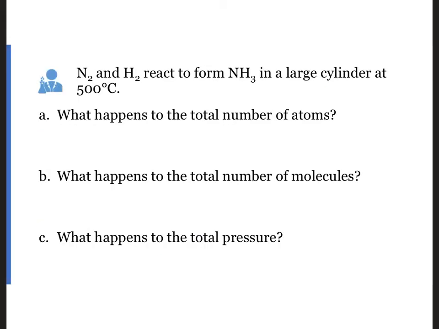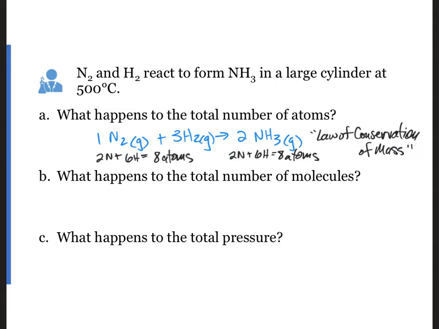Suppose we're given nitrogen and hydrogen in a cylinder at a certain temperature. When they're allowed to react, what do we know about the system? Let's start by writing the balanced chemical equation. 1 mole of nitrogen gas plus 3 moles of hydrogen gas yields 2 moles of ammonia gas. A. What happens to the total number of atoms? The number of atoms stays the same as it does for all reactions. That is the basis for the balanced chemical equation.